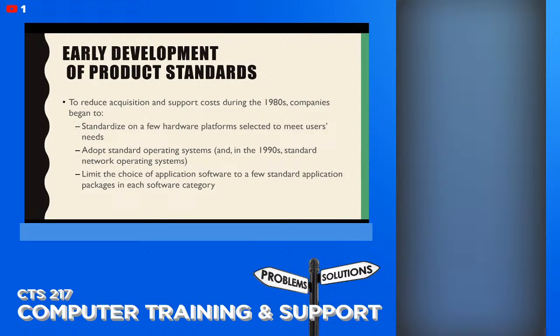So we decided that this was ridiculous, essentially, and we wanted to reduce acquisition and support costs, and in order to do that, we had to standardize things. And so this carries into what we do today. For example, if you work in an organization, every office that you go into is probably going to have a similar type of computer in it. So you're going to standardize the hardware platforms.